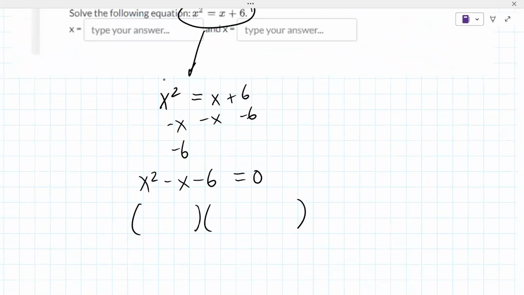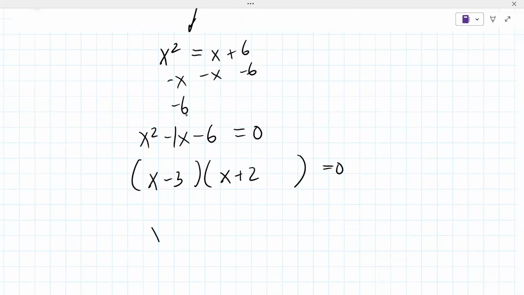So two numbers that multiply to -6 but add to -1. That's x minus 3, x plus 2 equals 0. Set them both equal to 0. X minus 3 equals 0, x plus 2 equals 0, x equals 3, x equals -2.